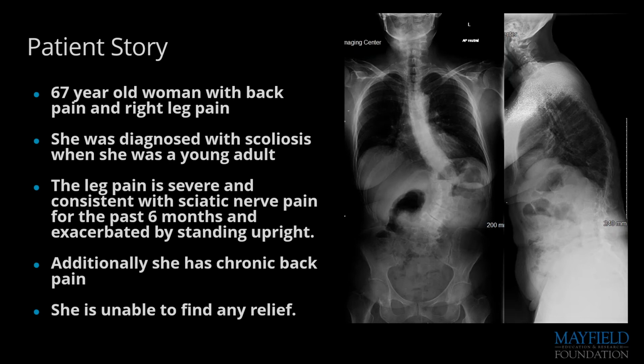Now, she was diagnosed with scoliosis as a young adult. So she has what we call adult idiopathic scoliosis, and she's known about this for a long time. However, later in life, she started developing these symptoms. The leg pain was severe, consistent with sciatic nerve pain, and this has been going on for about 6 months.